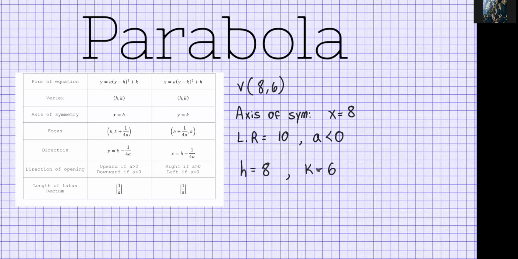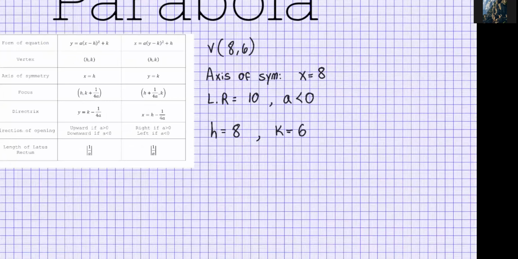So from there, we just have to get a. And in this case, you see that the length of the latus rectum is not a fraction. The only possible way for the length of the latus rectum to be a whole number is that in the formula where we have 1 over a, we're going to skip the absolute value because we already know that the answer will be negative. So we just have to remember that when we're doing the calculations. So 1 over a will equal 10.